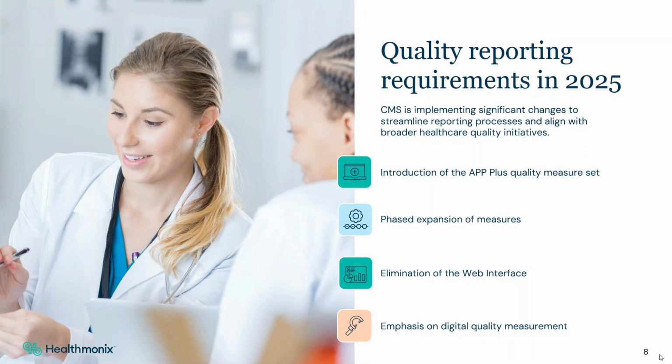So, quality reporting requirements in 2025: CMS is implementing significant changes. The big thing is that they're giving more options while taking away the CMS web interface. They are also streamlining everything under what's called the APP Plus quality measure set. That's the only way that ACOs will be able to report. The old APP measure set will be available for other provider types and groups, but not for ACOs. ACOs are going to need to report through the APP Plus quality measure set moving forward. They're working on a phased expansion of measures.